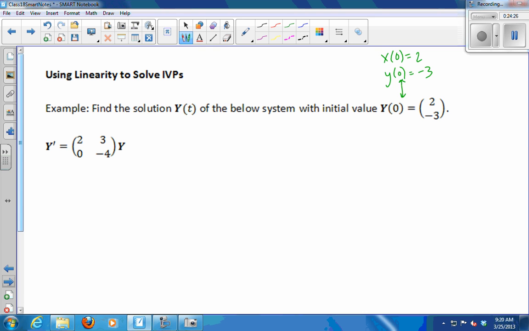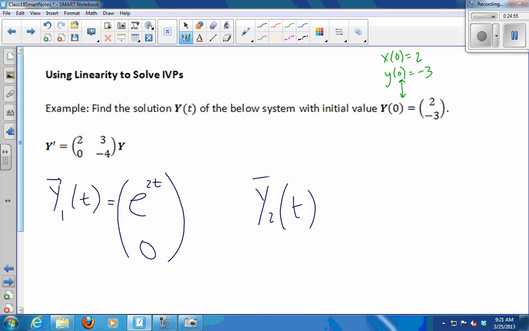So I have two solutions, y1 and y2. I want to check if either of those satisfy my initial condition. So let's try y1 of t, which was e to the 2t, 0. And y2 of t, which is -e to the -2t, and 2e to the -4t. Oh, thanks.